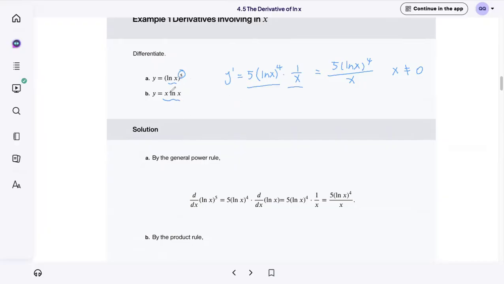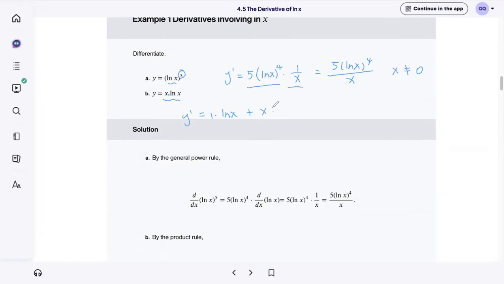For B, I see a product of 2 functions. I see x times ln x. So I take a derivative, I'm going to use the product rule. Product rule introduces a plus sign. I take the derivative of the first one, which is x, which is 1, right? Times the second one, which is ln x.